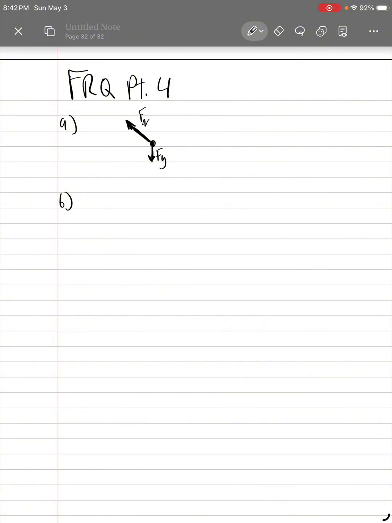Next, starting with part B, we know that sigma Fy is equal to 0. So we know that Fny minus Fg is equal to 0. So we can say Fn cosine theta is equal to mg.